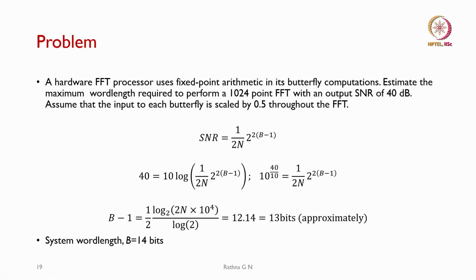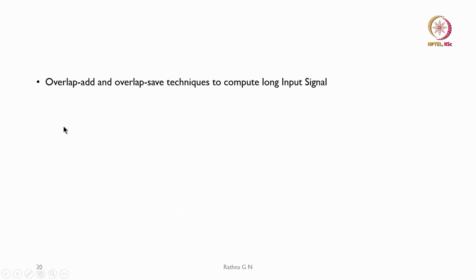So, we have seen how quantization is going to affect our number of bits, and then how many points we have to choose. In the next class we will be covering overlap add and overlap save techniques to compute long input signals, because as you are seeing in the present case, the length of the input is restricted to n minus 1, whereas in real time applications input is coming continuously. So, we will see how we can apply this FFT using overlap add and overlap save in the next class. Thank you.